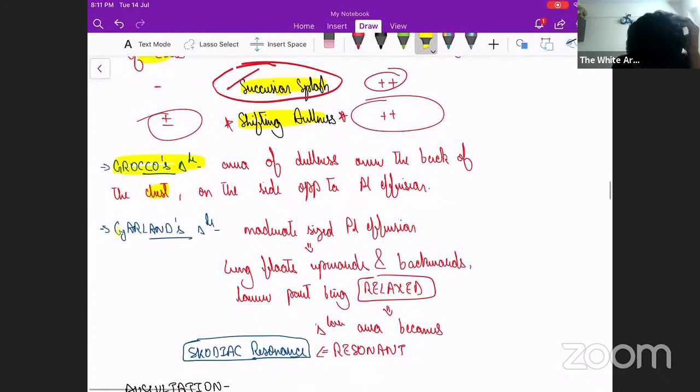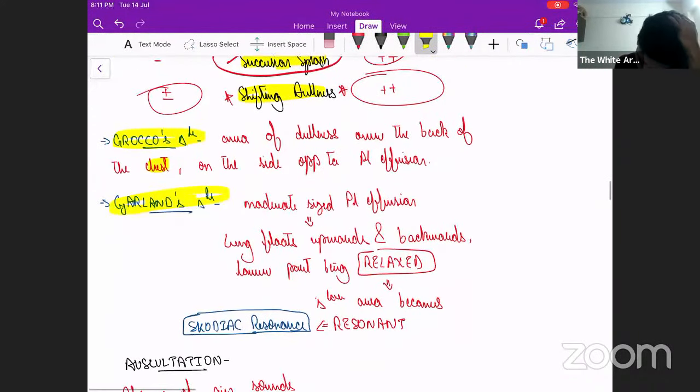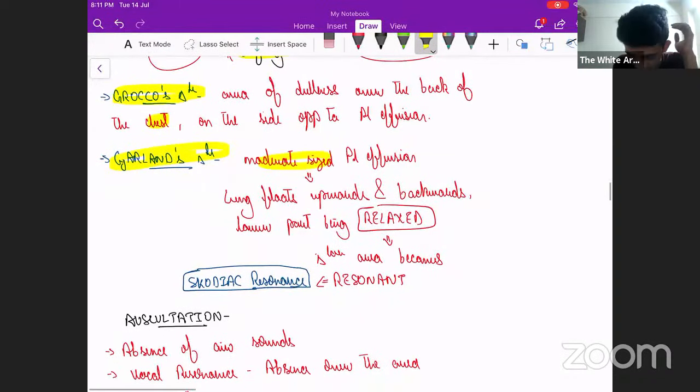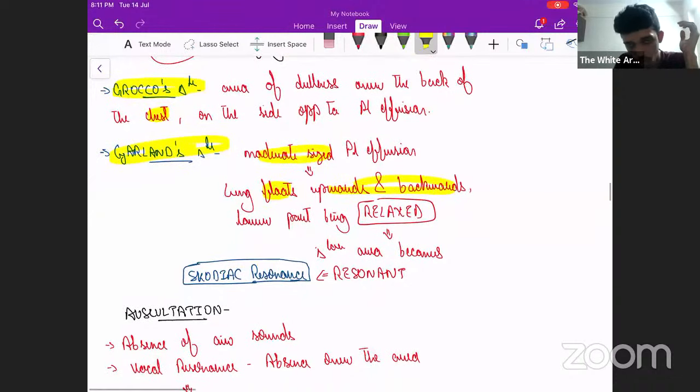One more is Garland's triangle. This is not of much significance. What happens over here is, when there is a moderate sized pleural effusion, the lung floats upwards and backwards. So the lower part will be relaxed. When the lung floats upwards and backward, the lower part of the lung will be a bit relaxed. So that comes into the area of percussion, and that seems resonant.